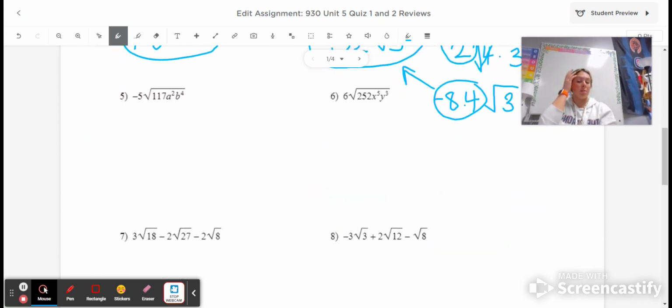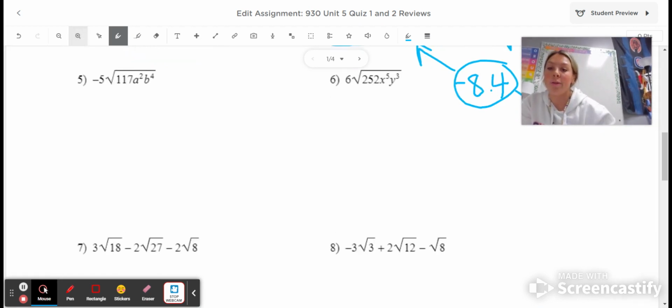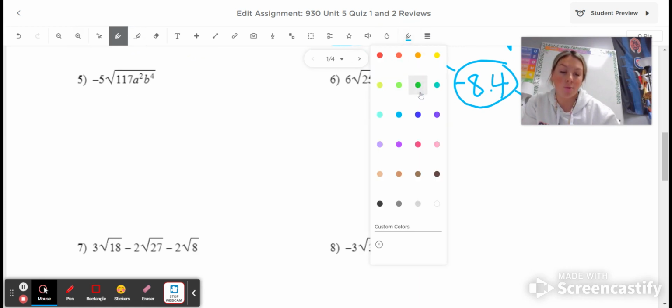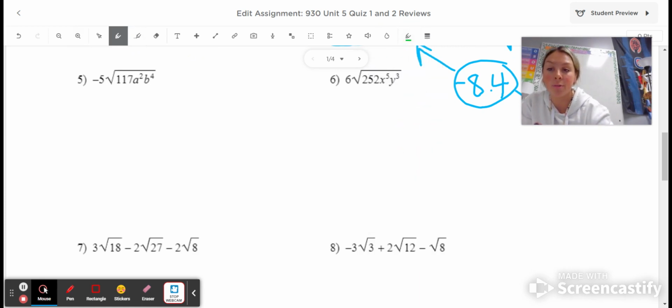All right, 5 and 6. So we're doing numbers, but now we have variables as well. So we have negative 5 square root of 117 a squared b to the 4th. So we already practiced with our variables on Wednesday. And we know that if it's an even exponent, I can divide the variable's exponent by 2. So a squared would be a, and that would go outside. B to the power of 4, 4 divided by 2 is 2. So I have b squared on the outside.